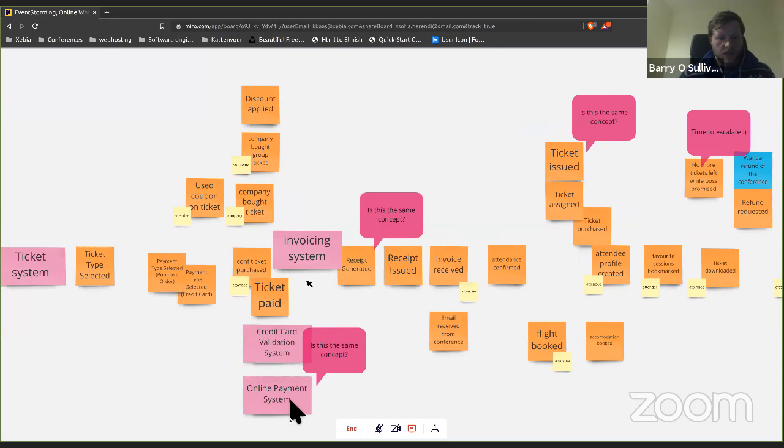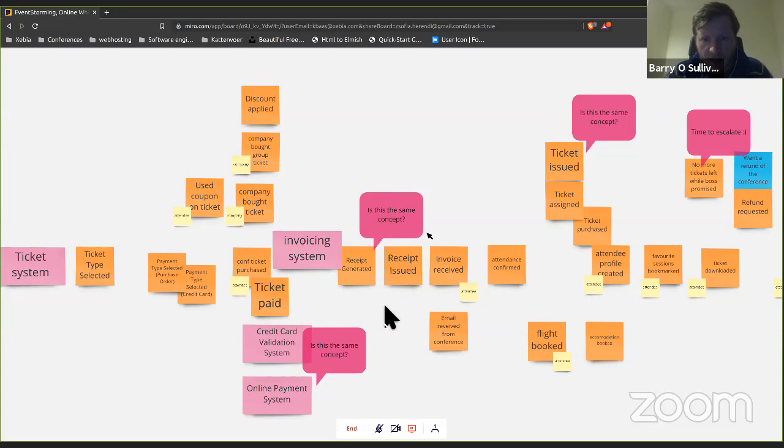Nice. Great. Okay, so so far we've reviewed these events and systems, and we're moving on to the invoicing system at the moment. So this is most likely the invoicing system on the DDD EU side, I'm imagining. Correct me if I'm wrong, whoever created this. So the first thing we have is a receipt is generated and then a receipt is issued. We have a hotspot saying, is this the same concept? A good question. We also have an invoice received, which would be slightly different. I imagine that would go to accounts if it was a company track.